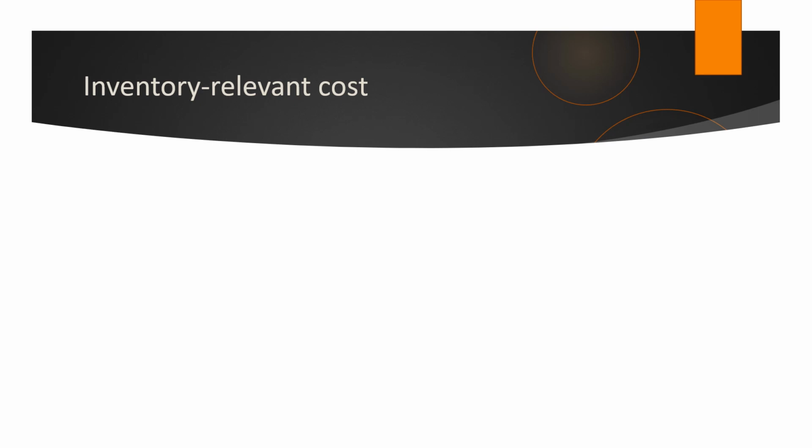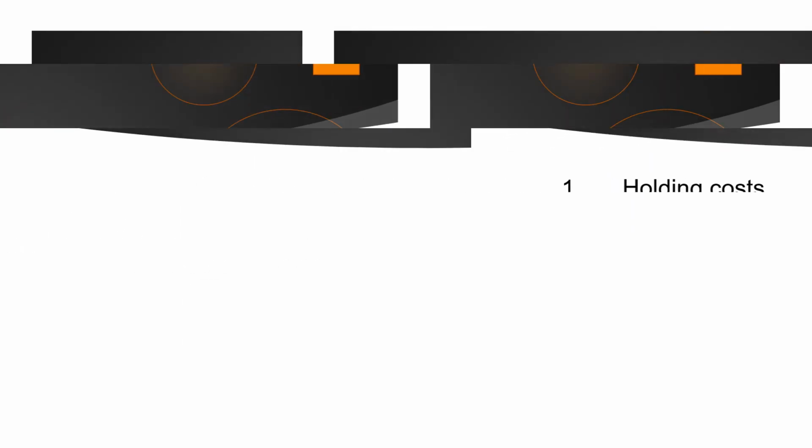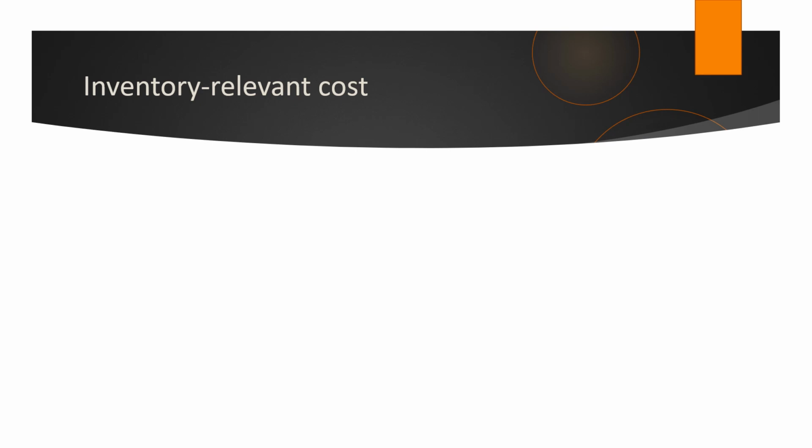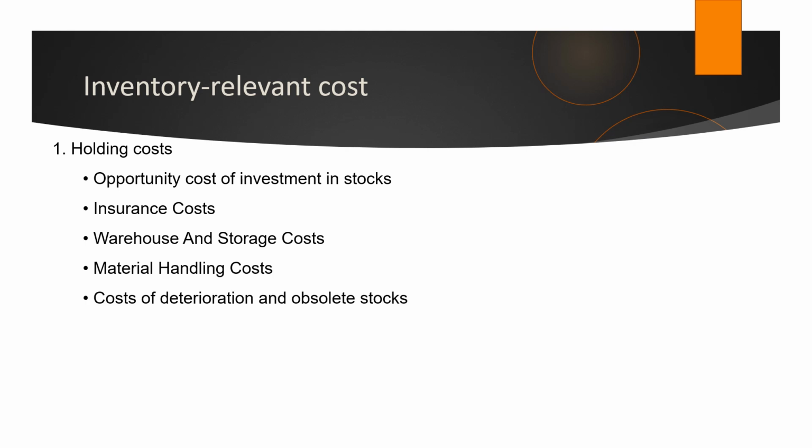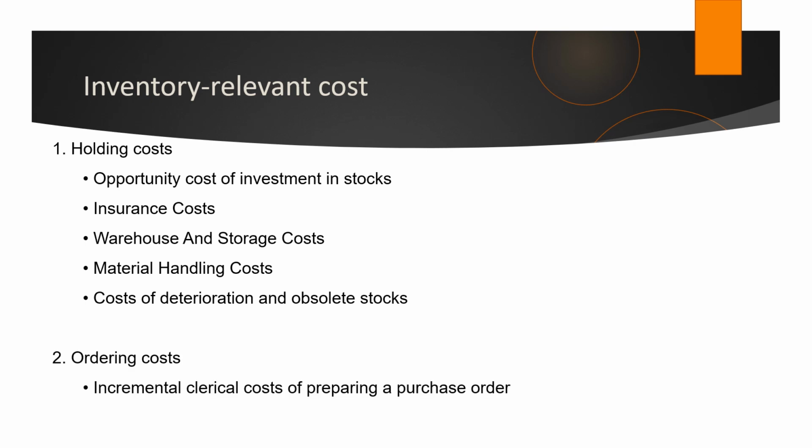When it comes to inventory relevant cost, there are two types. First one is the holding cost, the other one is the ordering cost. Let's see what is included in the holding cost. It includes the opportunity cost of investment in stocks, insurance cost, warehouse and storage cost, material handling cost, as well as cost of deterioration and obsolete stocks. When it comes to ordering cost, it includes incremental clerical cost of preparing a purchase order, receiving deliveries, and paying invoices.